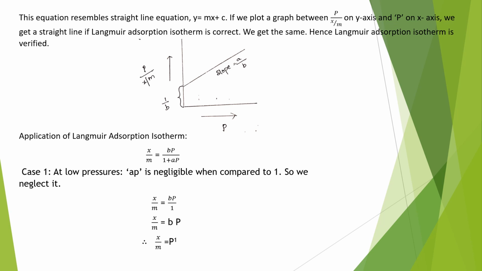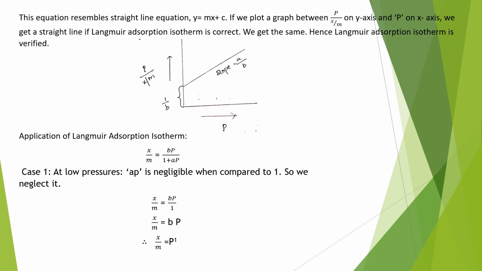Again, the above equation resembles y is equal to mx plus c, which is called a straight line equation. So if we plot a graph between P by x by m on the y-axis and P on the x-axis, a straight line should be obtained if the Langmuir adsorption isotherm equation is correct. So observe the graph drawn below. Here we obtained the straight line, hence Langmuir adsorption isotherm is verified.